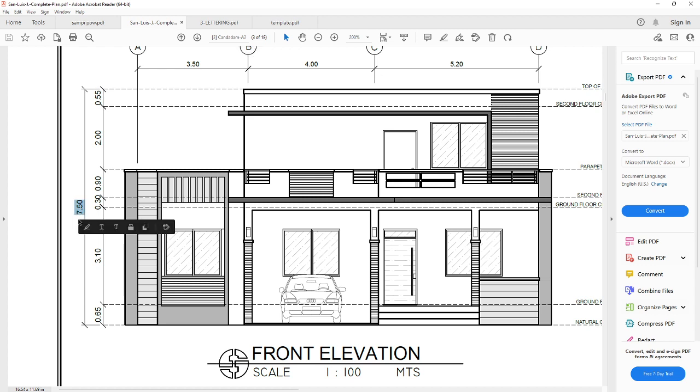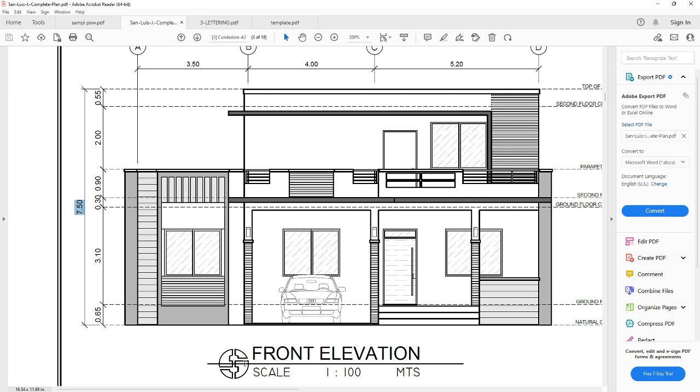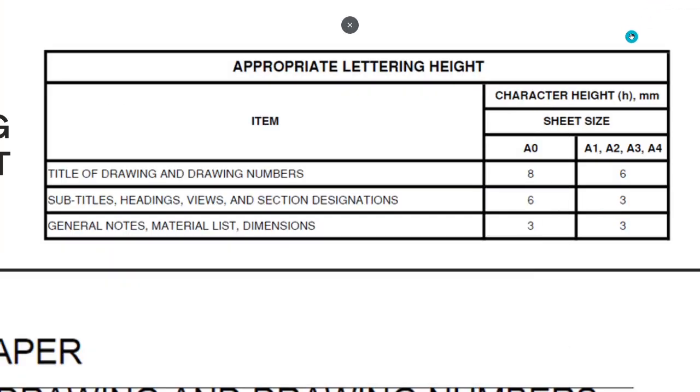have a big discrepancy. So as for our standard, the height of our drawing title should be 6 mm and the height of our character dimensions should be 3 mm. Okay, we understand that.